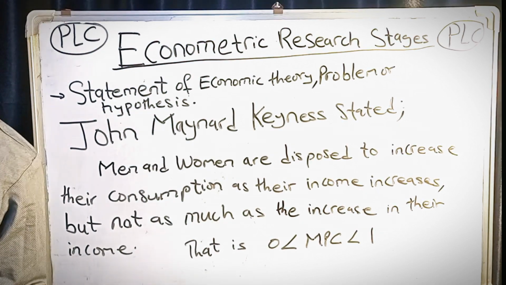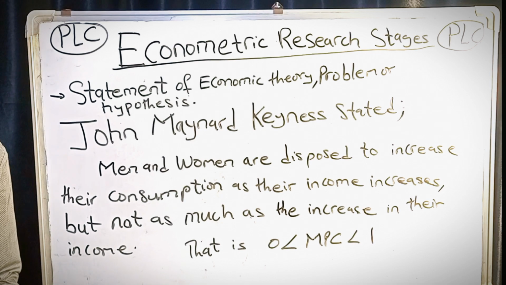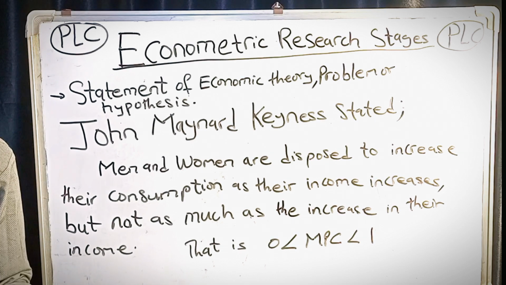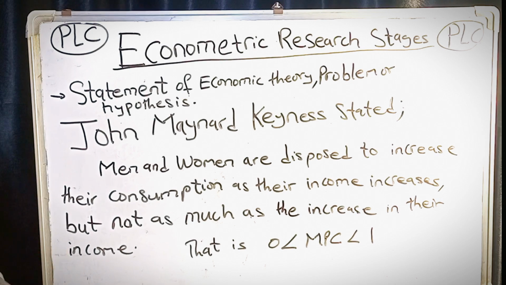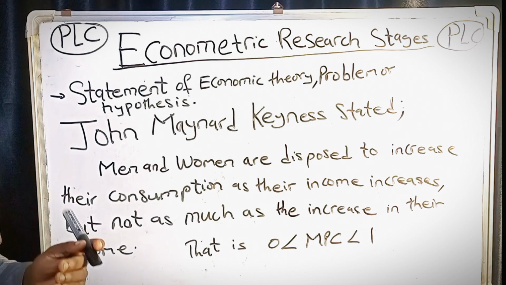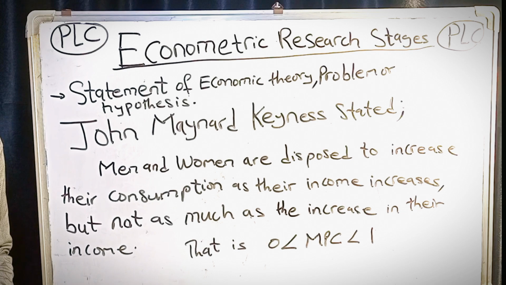The very first stage in our econometric studies is to state the econometric theory of interest, or an economic problem, or an economic hypothesis in respect of any economic relationship that is of interest. Now, to illustrate, we're using the Keynesian consumption function.